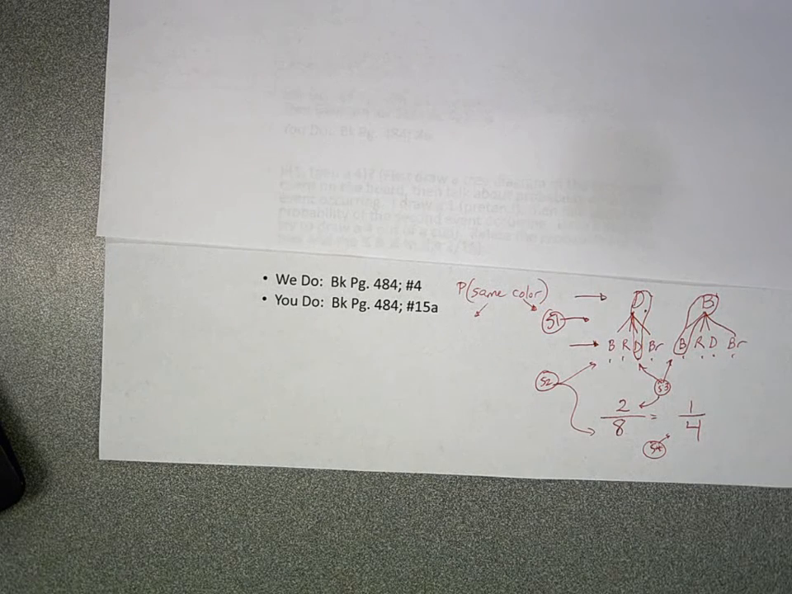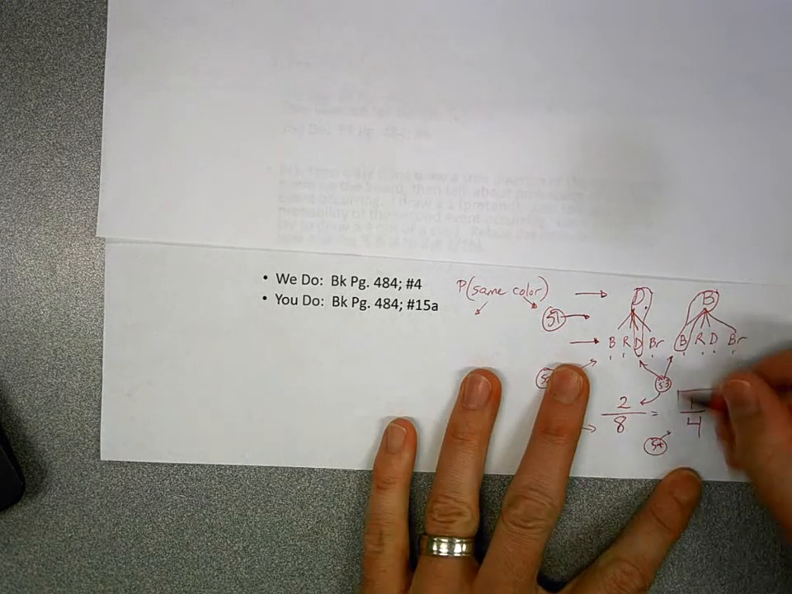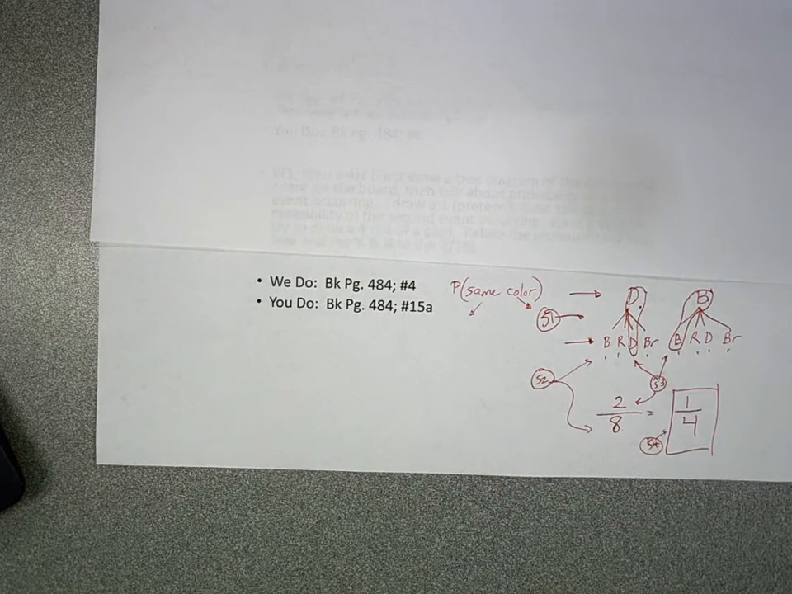Of course, there's a 1 in 4 chance. It doesn't say to write a percent or anything else. It just asks about the probability, and that's our probability. All right, so probability of compound events.